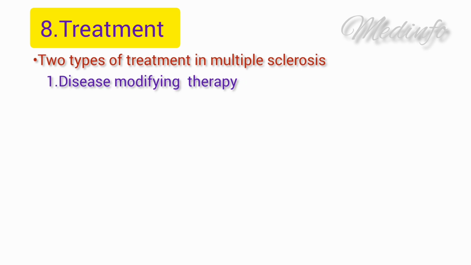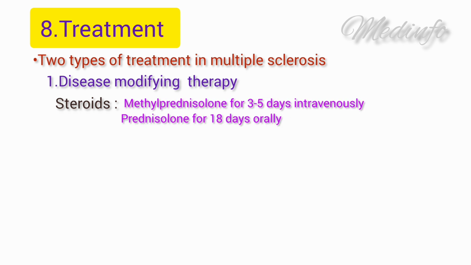First one, disease modifying therapy. Second one is supportive therapy, meaning if the patient has any complications, we can give supportive therapy. In case of disease modifying therapy, we can use steroids like methylprednisolone for 3 to 5 days, which is given intravenously, and prednisolone for 18 days, which is given orally.